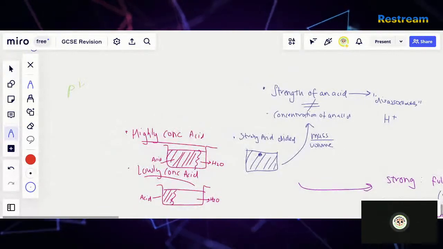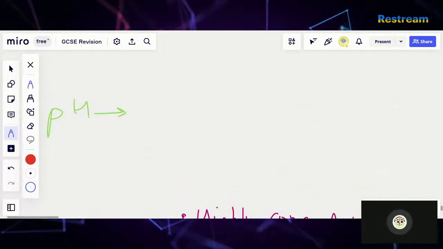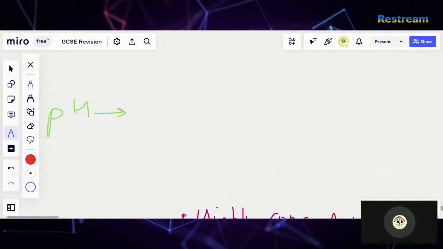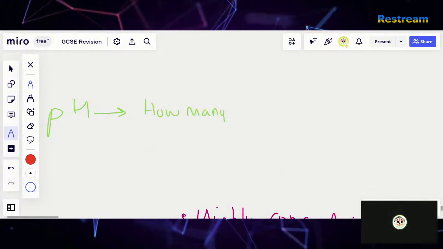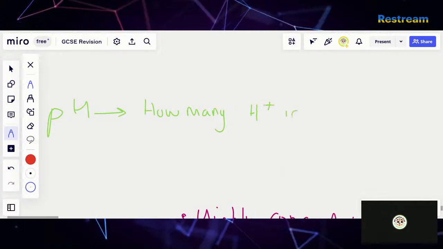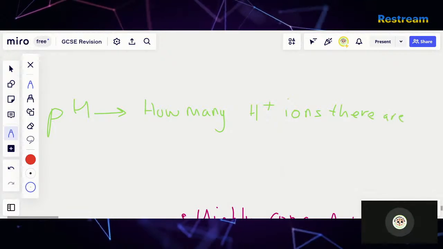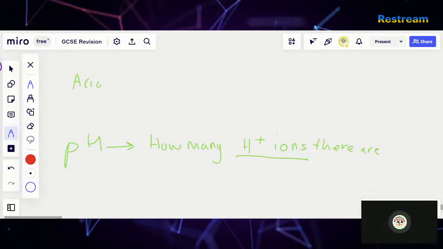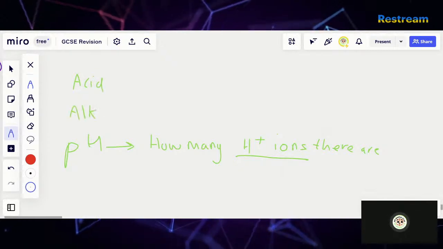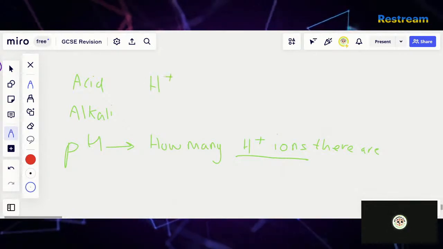In general, the pH is just a measure of how many H plus ions there are. Now, in case you're wondering what are H plus ions, well, let's discuss them now. So when we have an acid and when we have an alkali, acids are H plus ions. Alkalis are OH minus ions.